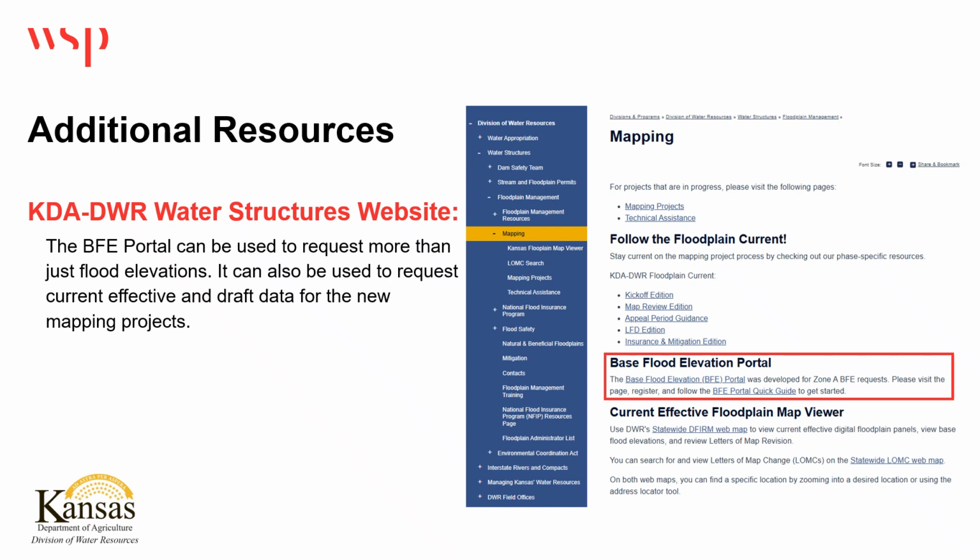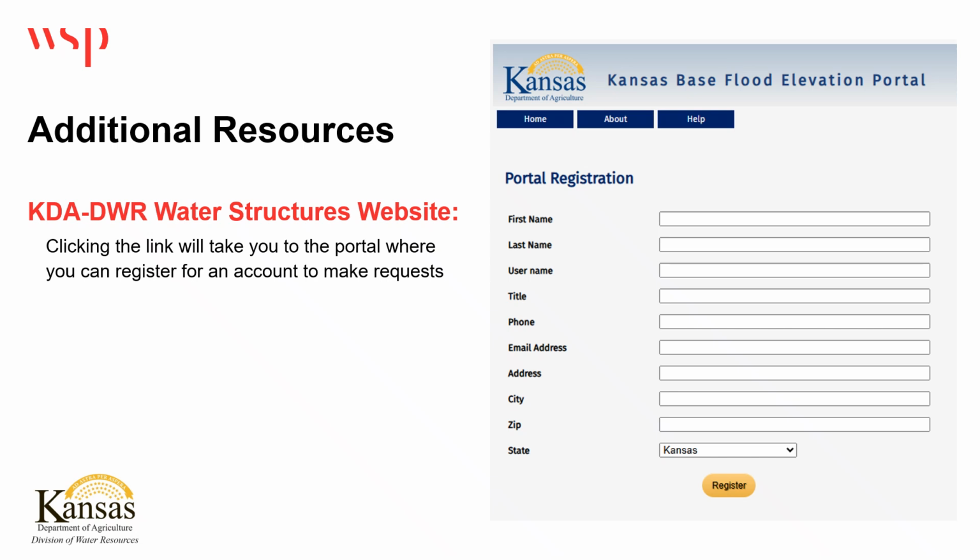The base flood elevation portal can be used to not only request the base flood elevation anywhere in the state, but you can also request current effective and draft data for the new mapping projects. Clicking through takes you to the Kansas Base Flood Elevation portal. You do have to register for an account before you can request the information through this portal.